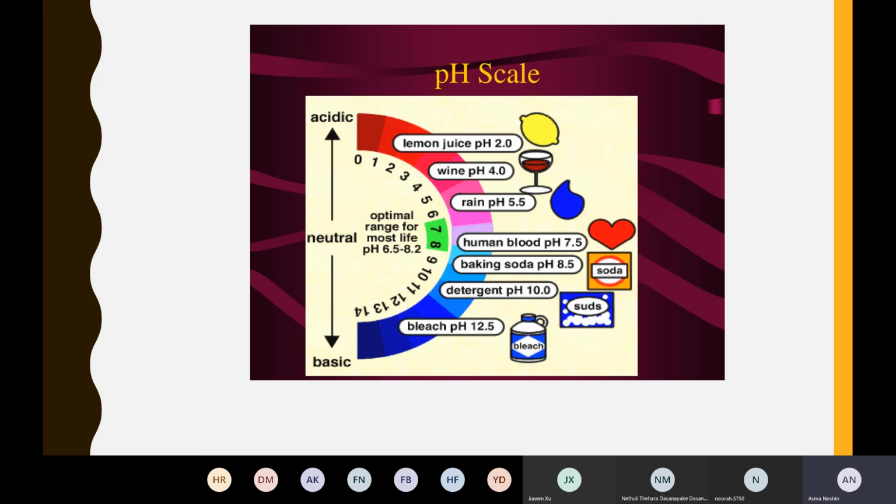Now remember, if you go below 7, that means from 0 till 6, it will be acidic. These will be your acidic compounds, your acidic solutions. From 0 till 6 is an acid. Onward from 8 till 14 will be your base. So this thing you have to write in the pH scale. Below 7 will be your acid solutions. Above 7 will be your basic solutions.